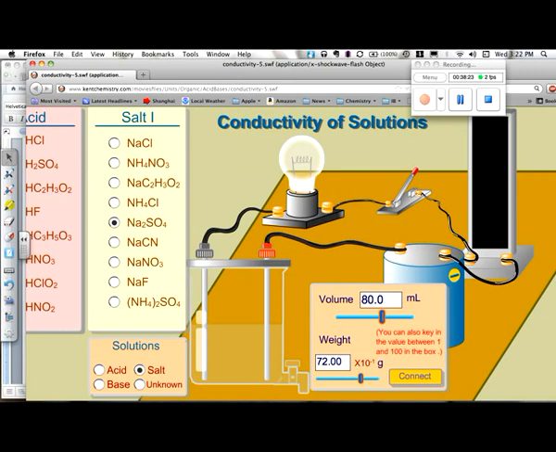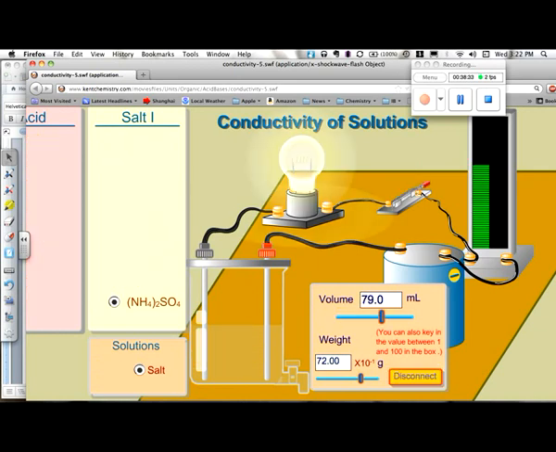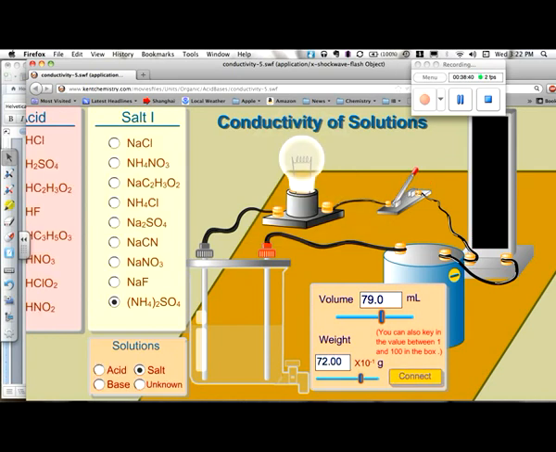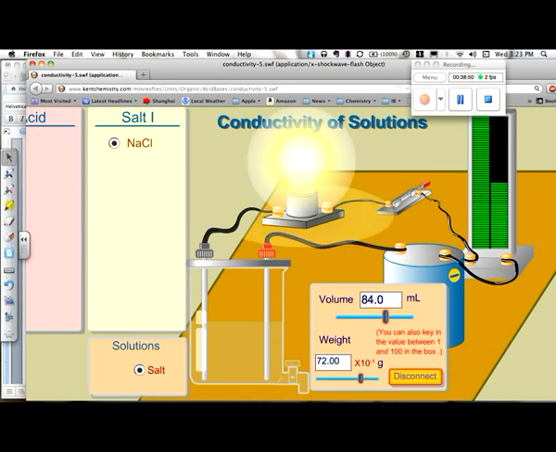Let's do ammonium sulfate. We should see something very similar because that's got 3 particles as well: 2 ammoniums and a sulfate. Increase our volume. Connect. Not as good. Wonder why. And then just one more time, let's compare it to just regular old table salt. Okay, some volume, connect. It's pretty good. I'm sure it has to do with solubility as well.